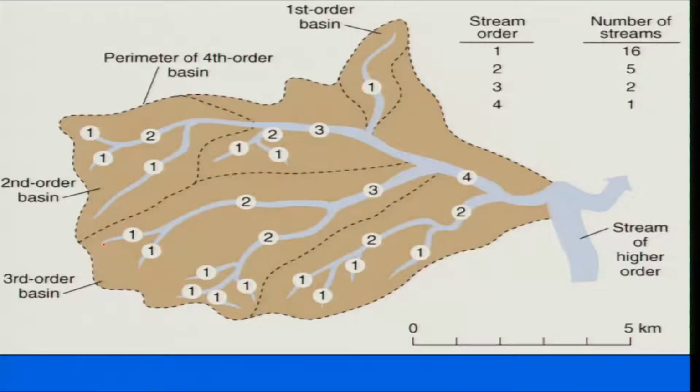So, when two lower order streams meet at one point, the further downstream will become the second order, and then if two second order streams meet at a point, the downstream stream will become the third order, and similarly when two third order streams meet here, the main trunk stream will be numbered as your fourth order stream.